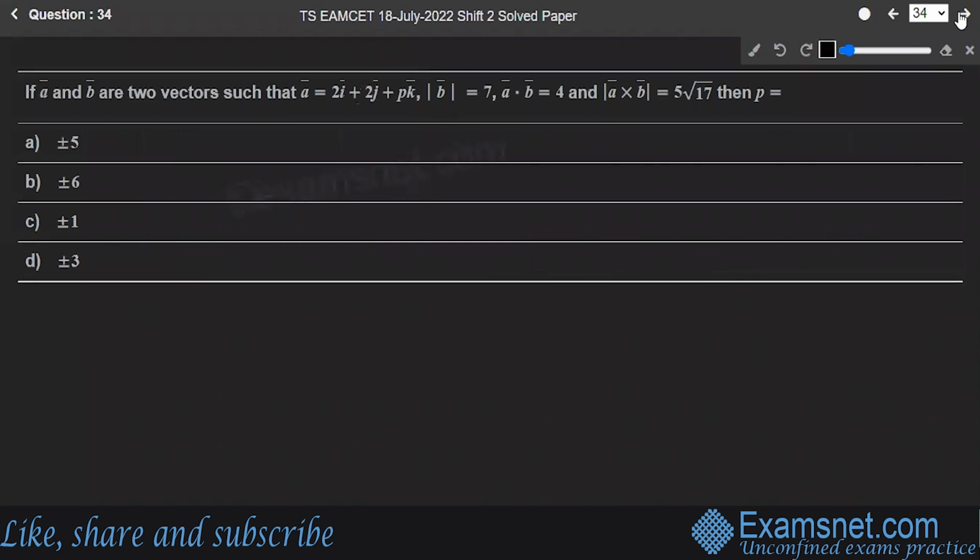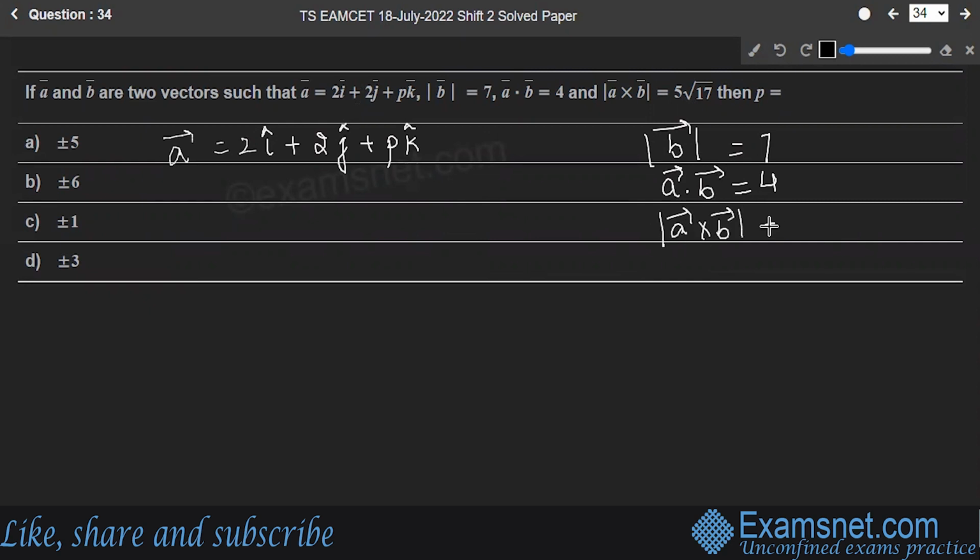If A and B are two vectors such that A is equal to this and B is equal to this, and A cross B is given by 5 root 17, then what is P equal to? Okay. Fine. So first, the A vector is 2i plus 2j plus Pk. Let's write it. And the B vector is not given, but the modulus of B is given, so it is 7. Also, you are given that A vector dot B is equal to 4. Now, if I find the modulus of A, this is root of 2 squared, 4, plus 2 squared, 4, plus P squared, which gives root of 8 plus P squared.